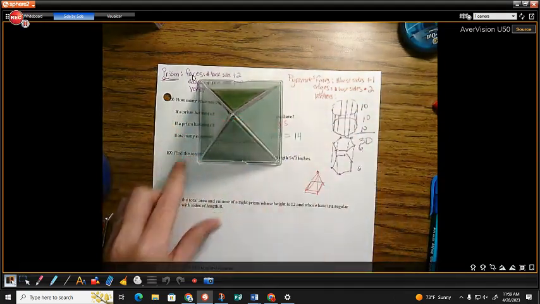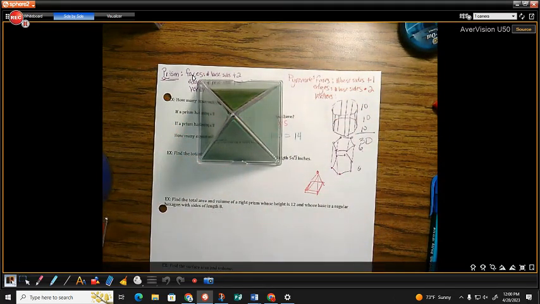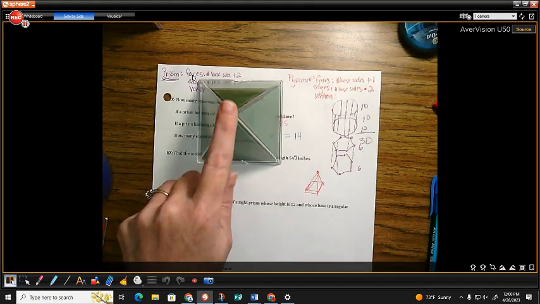at the top. Does anyone know the name for the point at the top of a pyramid? A vertex. It's not a vertex. Every predator in the world knows what it's called. The apex. This is the apex.